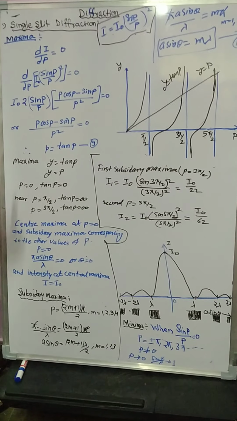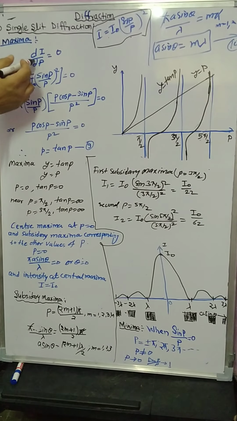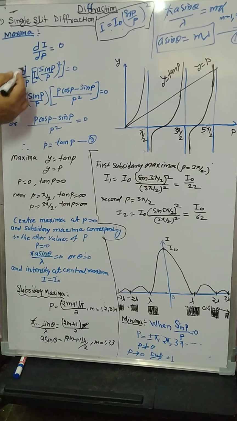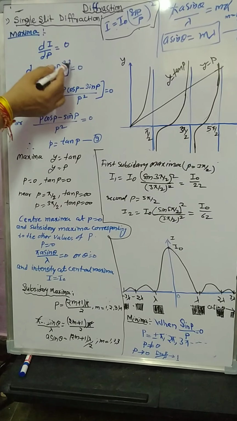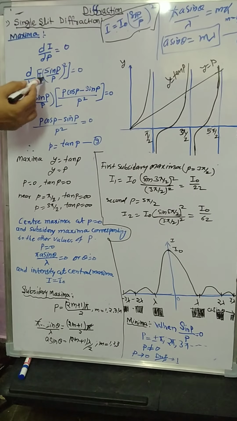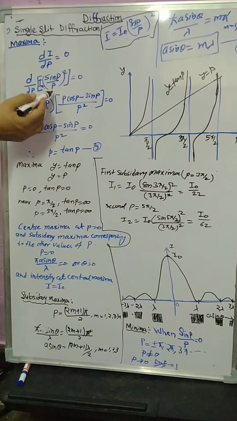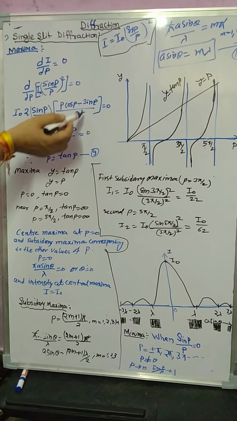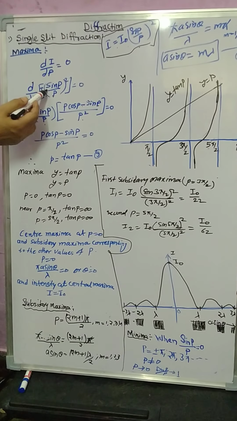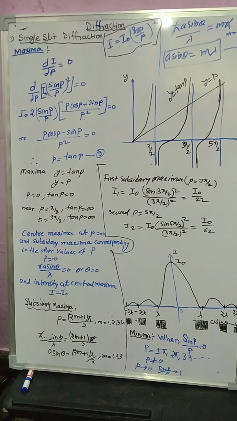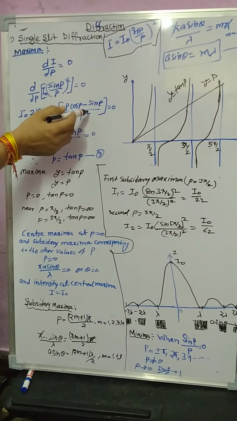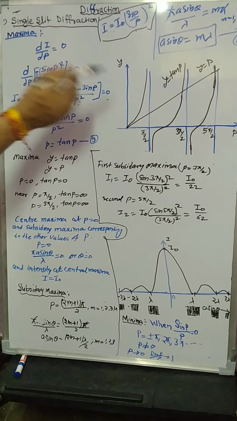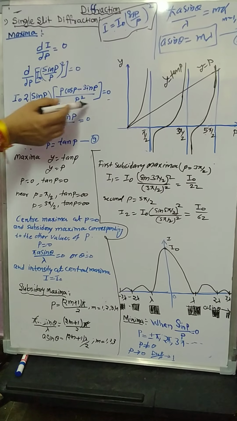Then the condition of maxima: the intensity differentiation equals 0, dI upon dp equals 0. Differentiate this equation, I naught (sin p upon p) whole square equals 0. I naught is constant, so for sin p upon p we apply the differentiation to numerator and denominator: (p cos p minus sin p) upon p whole square, that is, denominator into differentiation of numerator minus numerator into differentiation of denominator, equal to 0.